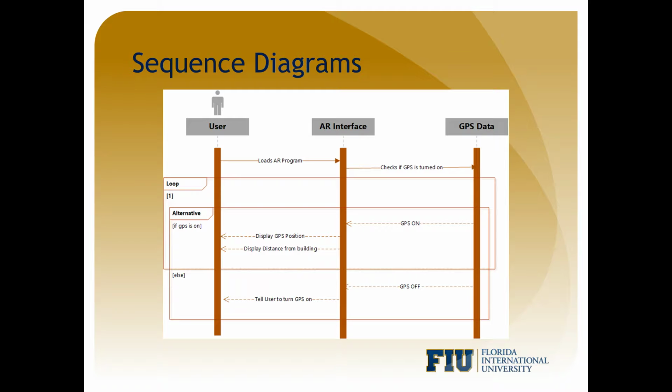This is one of our sequence diagrams that explains internally how the GPS works. Essentially, when they load the AR program, it checks that the GPS is turned on. If it's on, it displays the position and distance from the building. If it's off, it tells the user to turn the GPS on.